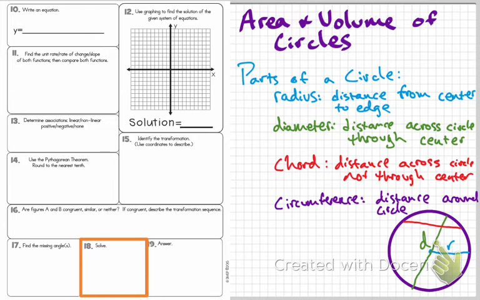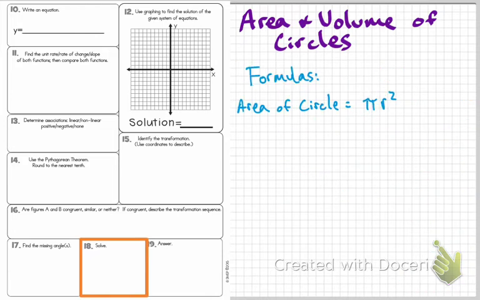Now that we know the parts of a circle, let's talk about some formulas that we can use to find area and circumference and volume of circular objects. As we get started here, I'm going to remind you, you don't have to memorize these formulas. The more that you use them, the better you'll become with them, but you're welcome to use this page or a formula sheet to help you out.